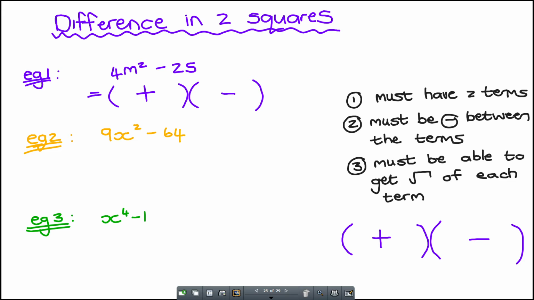Okay, so how we do this is that the square root of 4m squared, we said would be 2m. So that was the square root of the first term. So the answer to that, we write first in every bracket. So 2m, 2m. Now, what is the square root of 25? 5. Now, that was our second term. So that answer, we write second in each bracket. And that is it. That's it.